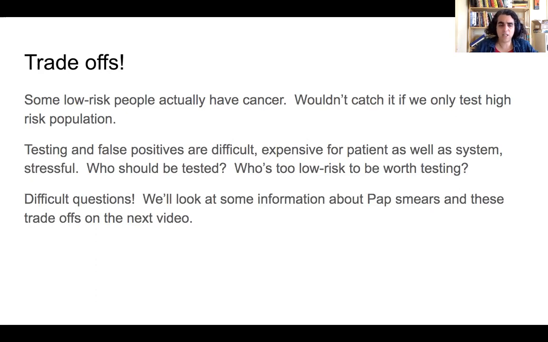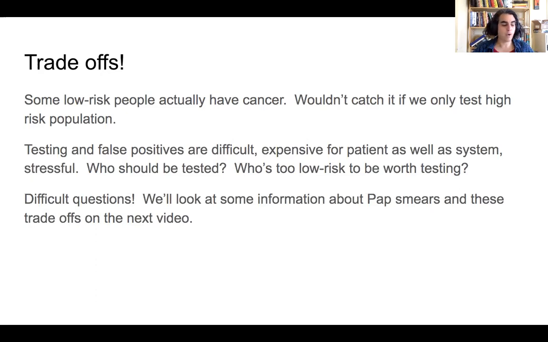I mean, you want to catch cases of cancer, but remember that testing and false positives are difficult. Testing is stressful. The false positives are stressful. They're expensive for the patient as well as for the system. And so you have to decide when is the prevalence high enough that it's worth these large numbers of false positives to catch the occasional true positive?